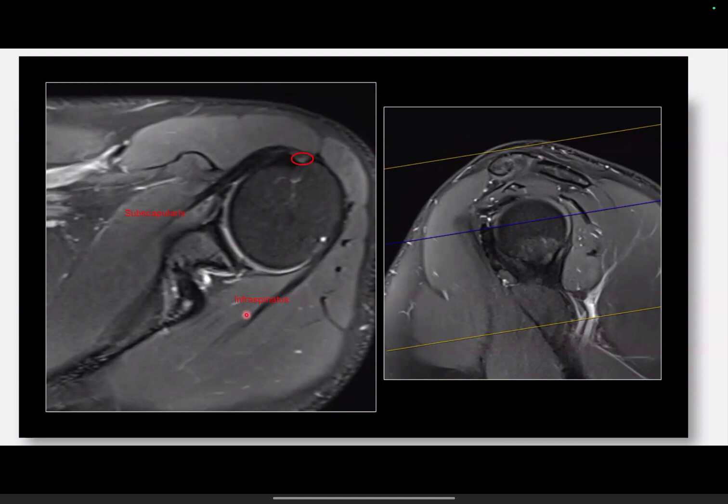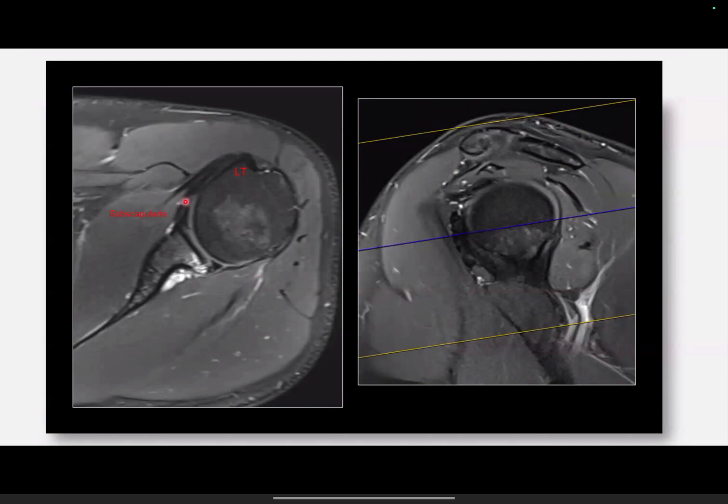These are the infraspinatus tendon fibers. So this subscapularis is attaching at the lesser tuberosity. Here you can see these fibers are subscapularis tendon. This is anterior bony, anterior labrum, posterior labrum. So here again you can see these are lesser tuberosity.